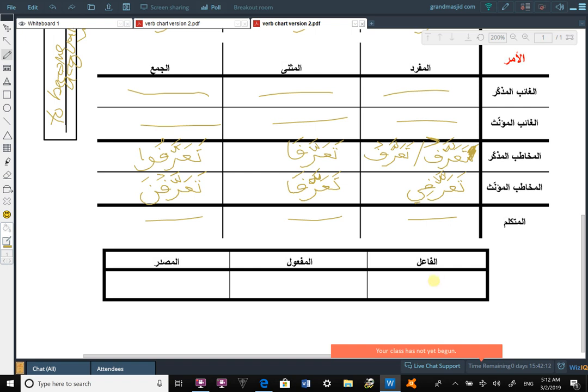Your fa'il, muta'arrif. Muta'arraf is your maf'ul. And your masdar, the act of getting to know and becoming acquainted, ta'arruf.